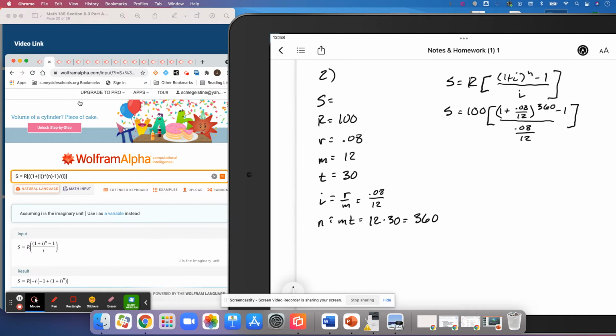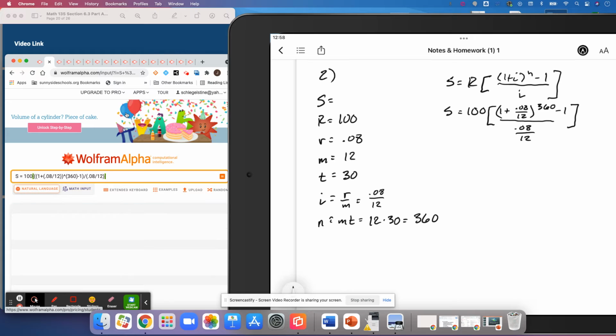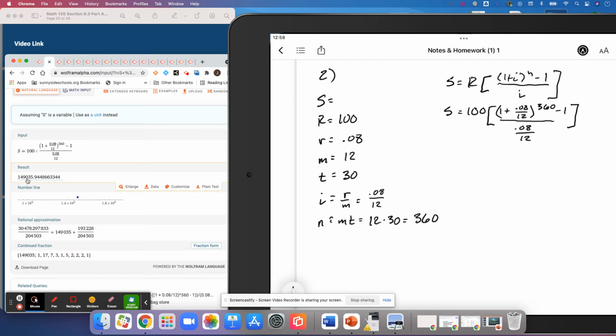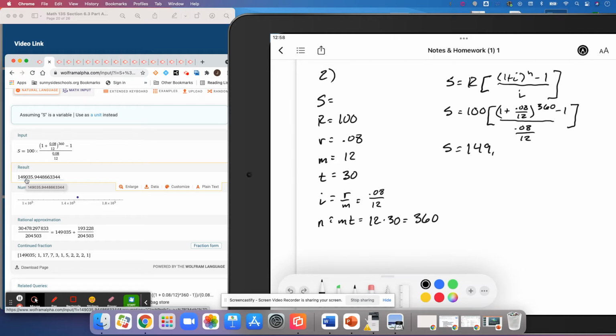And we do have for our R, 100. I is going to be 0.08 divided by 12. N is 360. And I is again 0.08 divided by 12. Thank goodness we don't have to do that by hand. We end up with $149,035.94.